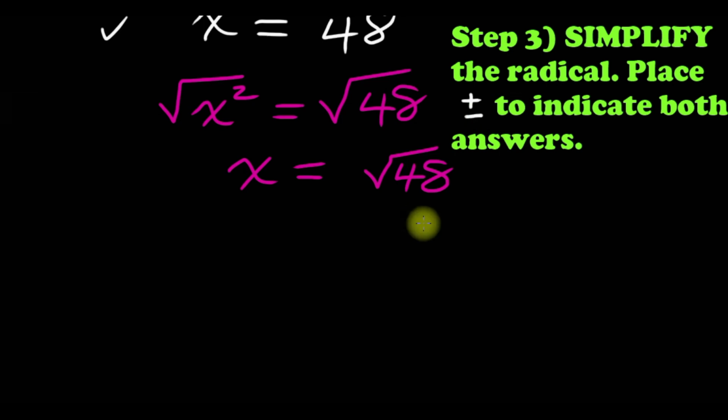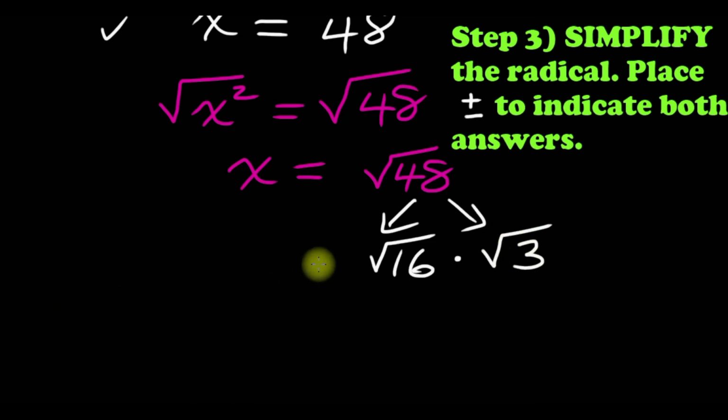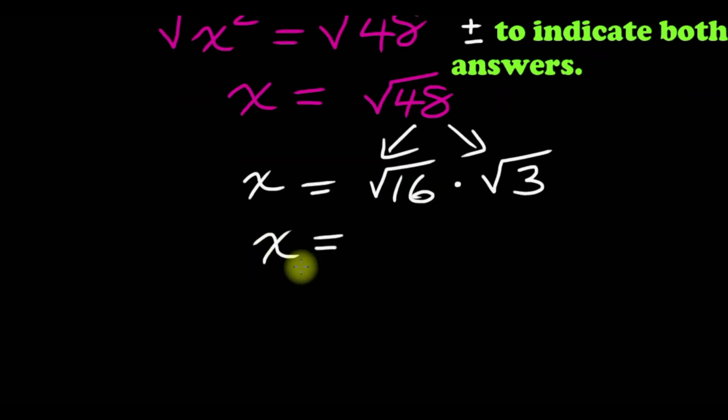So we have to break down 48, using one of those largest perfect squares. How about we do 16: the square root of 16 times the square root of 3. Okay, what is the square root of 16? The square root of 16 is 4, because 4 times 4 is 16, and then we leave the square root of 3 alone.